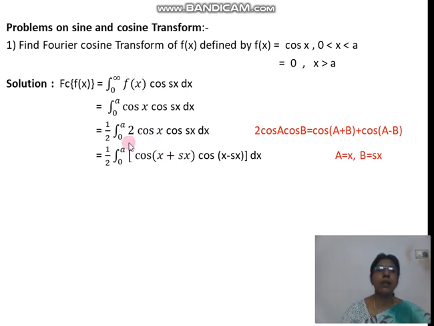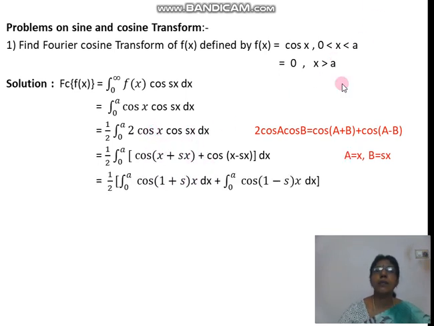Now use this formula. It can be written as 1 by 2 common, integral common. In the place of 2 cos x cos sx you write cos of a plus b, that is cos of x plus sx, plus cos of x minus sx. So that is equal to 1 by 2 integral 0 to a cos, taking x as common, 1 plus s into x dx, which is like cos ax, plus the second integral 0 to a, 1 by 2 common for both, cos x common, 1 minus s dx.